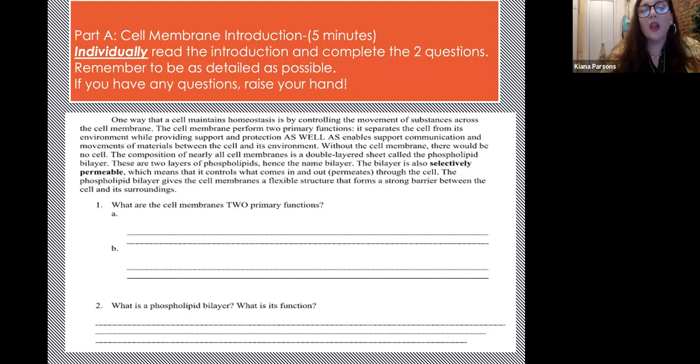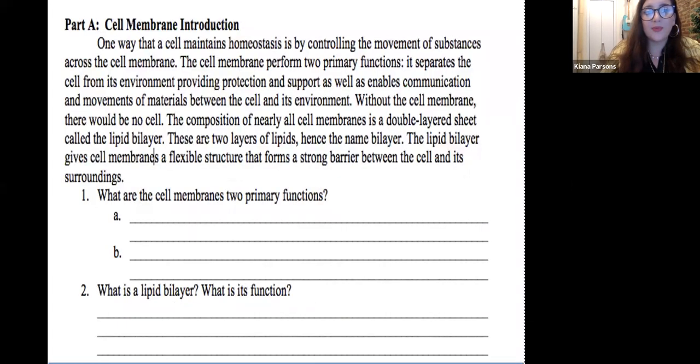So, now this passage is on your handouts, so let's go ahead and read it together. One way that a cell maintains homeostasis is by controlling the movement of substances across the cell membrane. The cell membrane performs two primary functions. It separates the cell from its environment, providing protection and support, as well as enables communication. And this is key, right? Chemical communication also is part of the function of the cell membrane, right? So it controls what goes in and out of the cell.